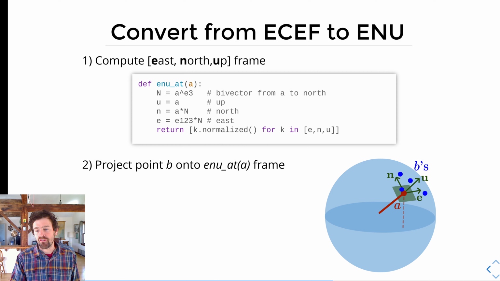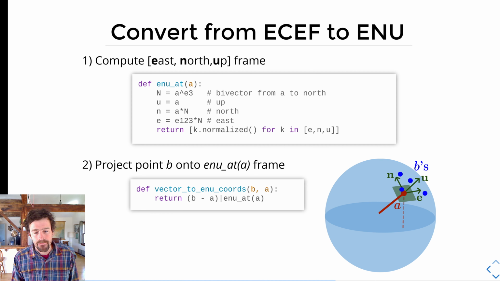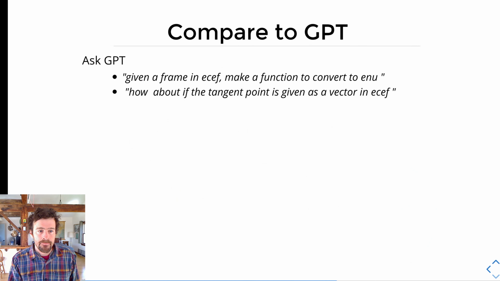Okay, now we've computed this frame and we want to project a whole bunch of points. Let's say we have a point cloud and we want to convert them from ECEF to this ENU coordinate frame. This is a way to do that. We just have to redefine the origin as A. So we're moving all the points B, redefining their origin to A, and then projecting that onto a different coordinate system, which is our ENU frame at A. So that's the whole function there.